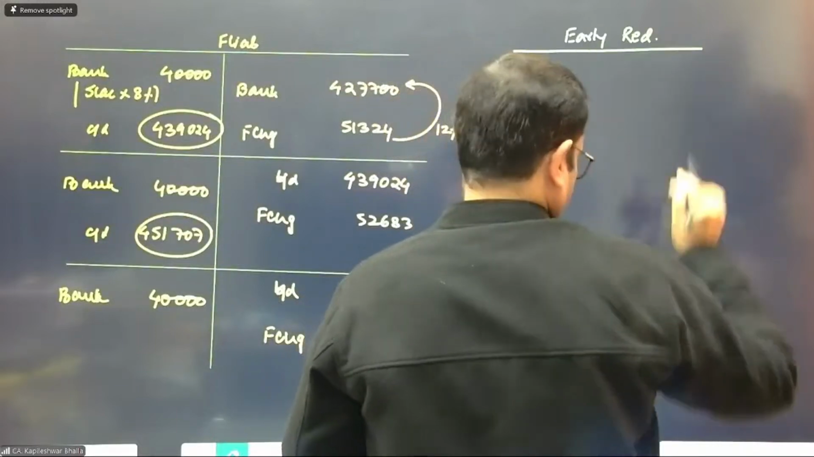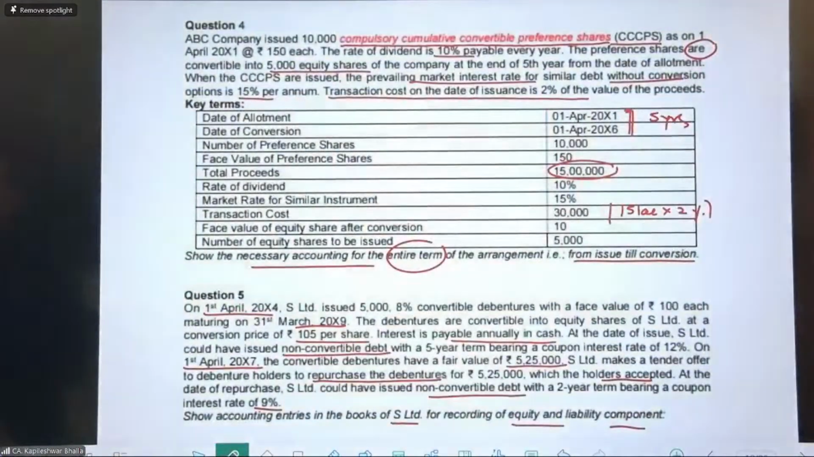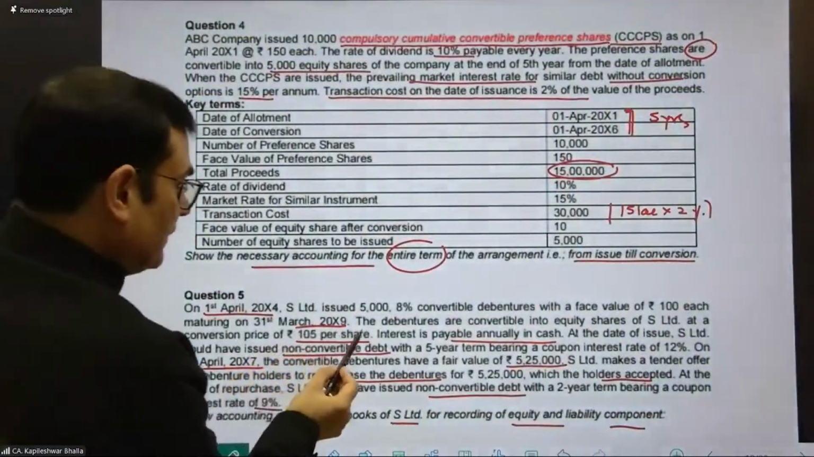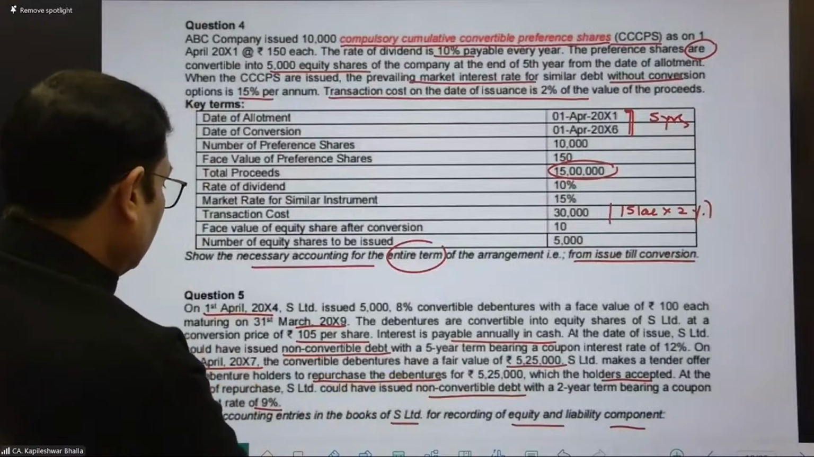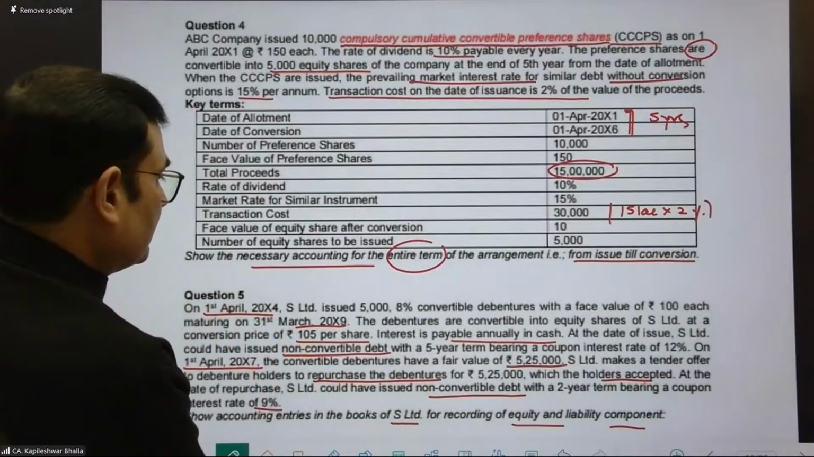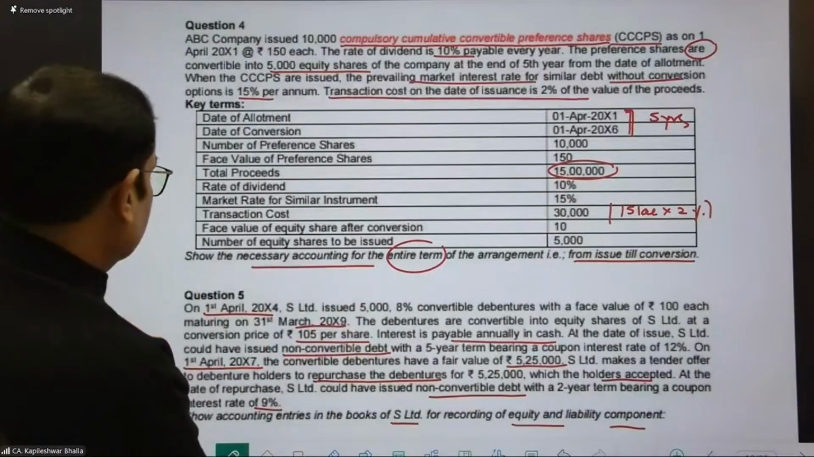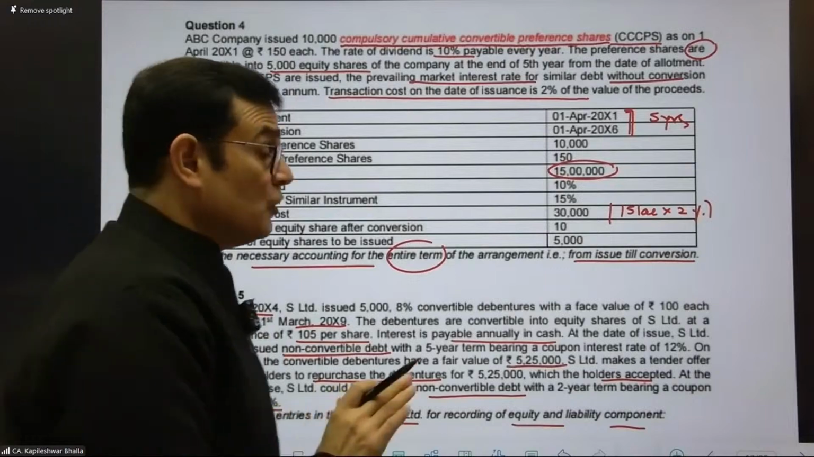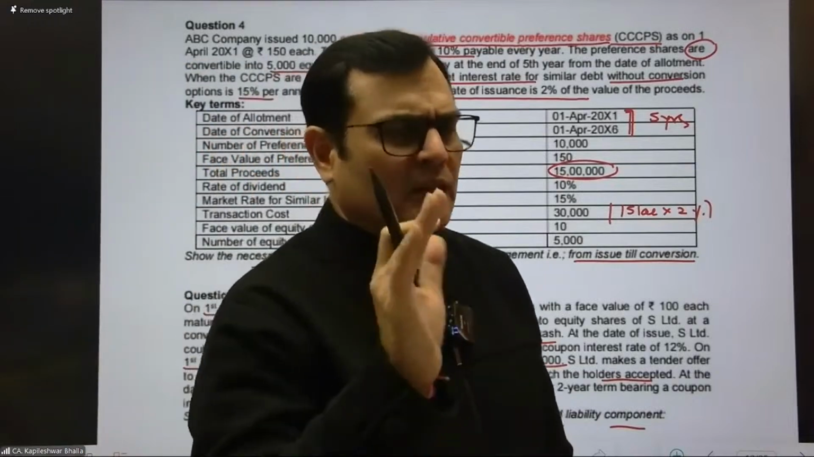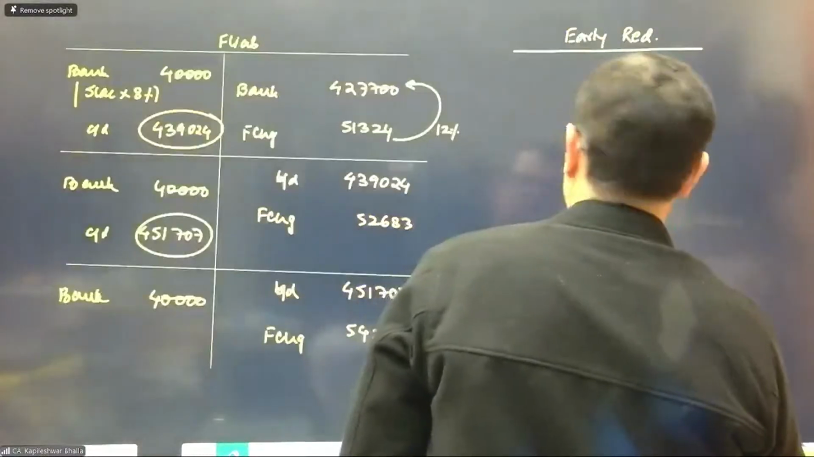So on the early redemption, what do you need to do? Let's go back to the question. Coming back to the facts of the case, it says on 1st April X7, the convertible debentures have a fair value of 525, and X makes a tender offer to the debenture holders to repurchase them at 525. So I think we can close the ledger, but they offered them 525.